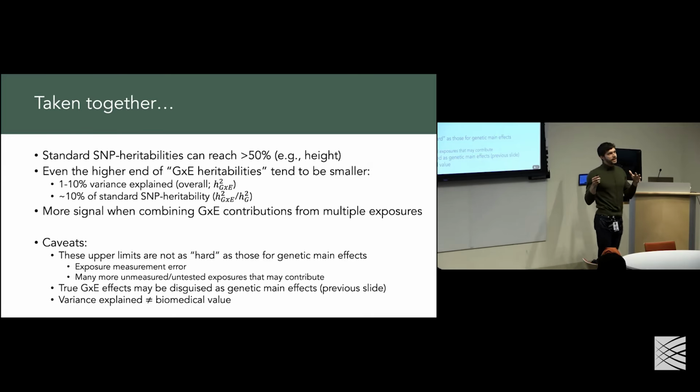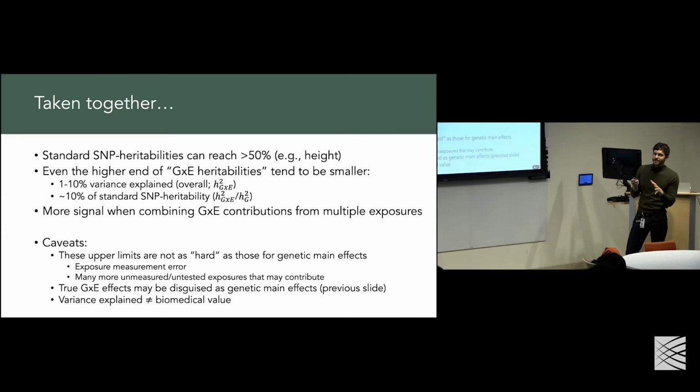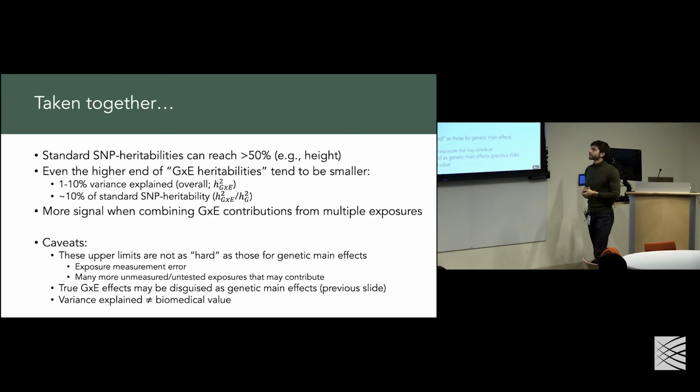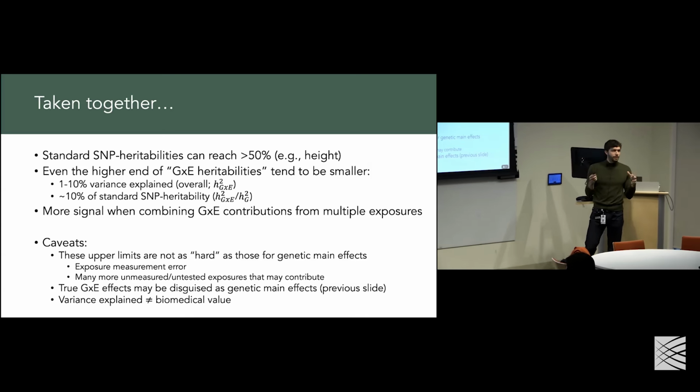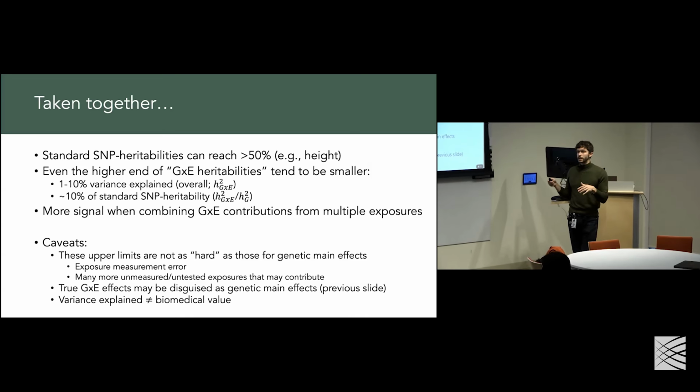Okay, so to summarize some of these empirical results from these variance components approaches. As some of you are probably already familiar, standard SNP heritabilities, just genetic main effect prediction, are often very consistently in the realm of something like 20 to 30+% for complex traits. For traits like anthropometric things, height, more easily and straightforwardly measured, highly genetic, they can sometimes reach much greater than 50%.